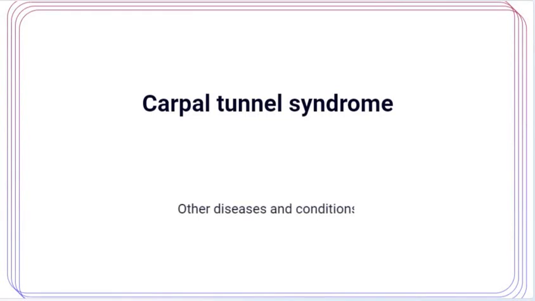Carpal tunnel syndrome. Carpal tunnel syndrome develops when there's increased pressure on the median nerve as it passes through the carpal tunnel, a passageway in the palm side of the wrist. Ganglion cysts. These soft tissue cysts occur most often on the part of the wrist opposite the palm. Ganglion cysts may be painful, and pain may either worsen or improve with activity.